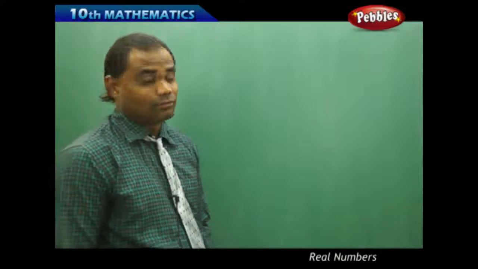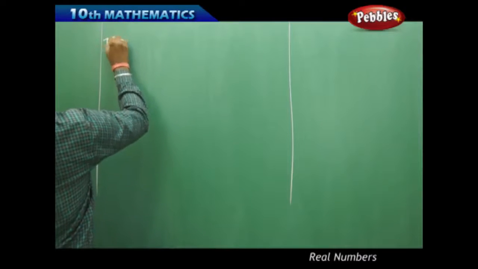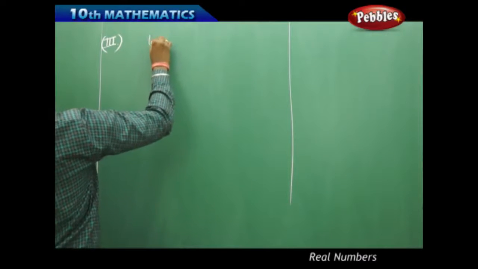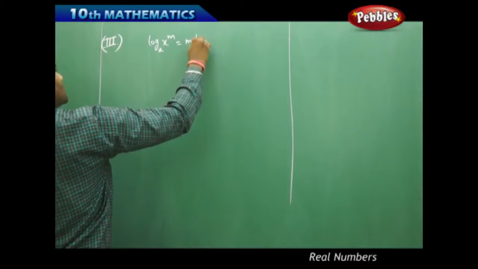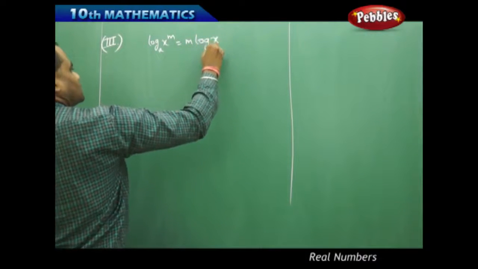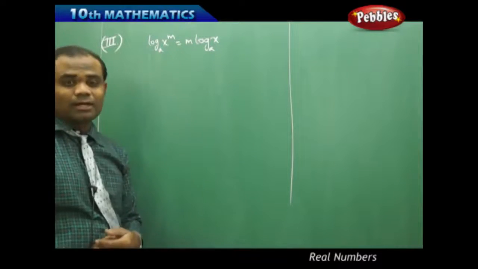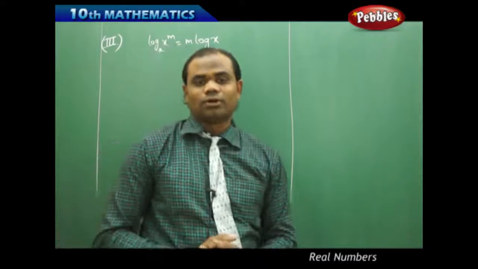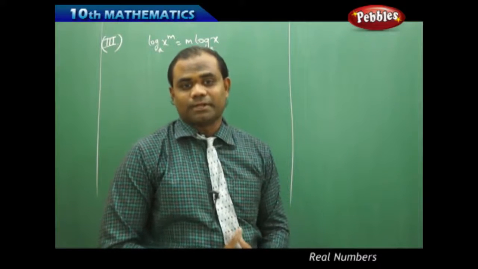Now let's see the third law of logarithms. The third law says that log x to the power m to the base a is m log x to the base a. So the power inside the log comes out as a multiplier in front of the logarithm, which is what we're going to prove as the third law of logarithms using the exponents.